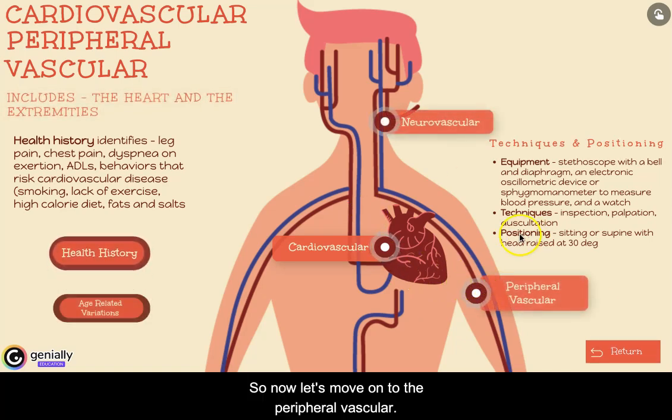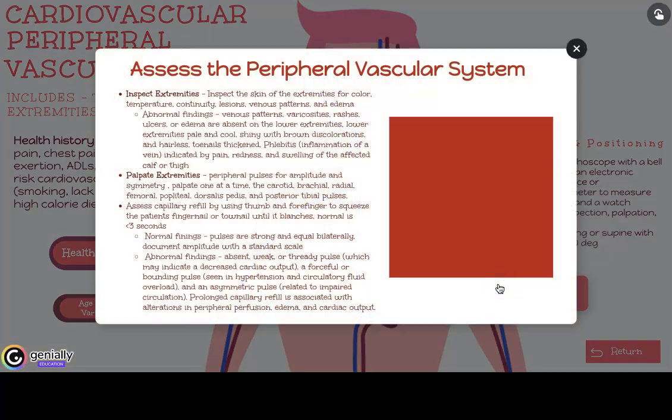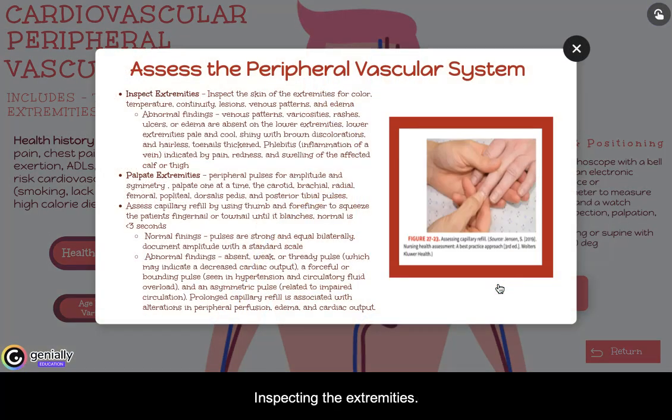So now let's move on to the peripherovascular. This is assessing, inspecting the extremities. You inspect them first, look for color, any bruising, edema, any redness, erythema, and discoloration, hair. If their extremities are hairless, unless they shaved it or something, but then any swelling, thick, or edematous areas that are hairless are concerning. Any inflammation of the vein is concerning. Pain, redness, swelling on the calf or thigh is also very concerning.